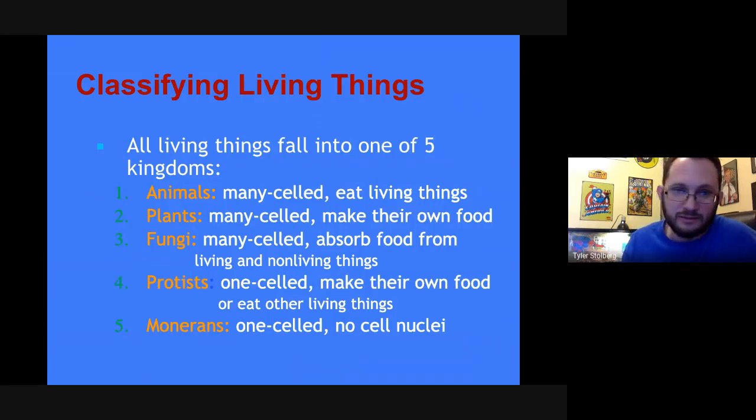Fungi, I'll tell you a joke about that one later. Fungi are organisms called decomposers. They absorb food from living and non-living things, but again, they're complicated organisms. They have many cells, just like plants and animals. Then we get to the simpler organisms, like the protists. They make their own food or they eat other living things. It can be a little bit of both. And monerans, which are 1 cell with no cell nuclei. These are your microscopic organisms, ones you can't necessarily see with your own eyes.